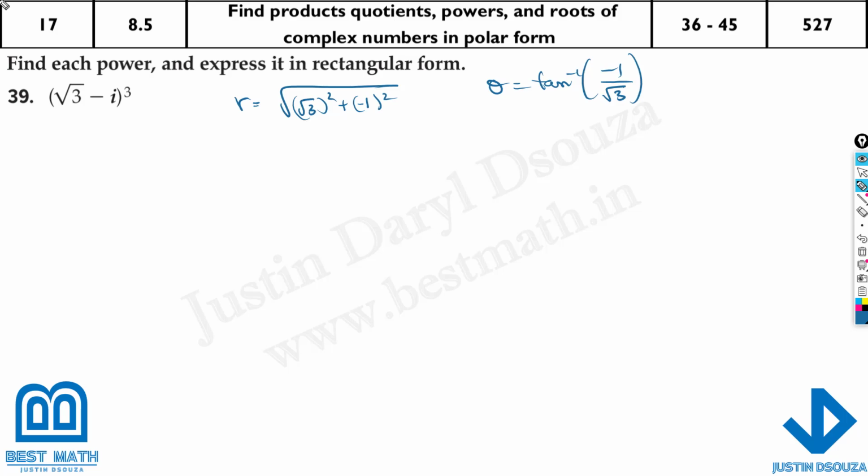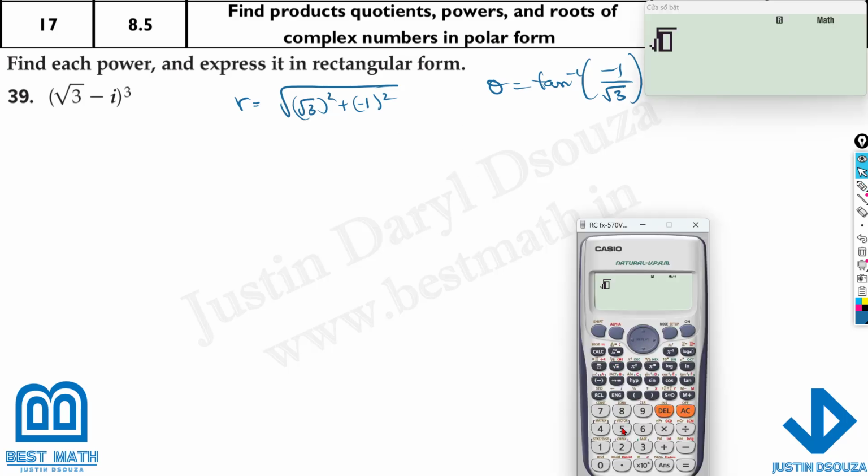So now we just put it in the calculator and you'll get the values. Square root of square root 3, it's just going to be 3. Square root of again square root 3 whole square plus minus 1 the whole square, it's just going to be 4. Square root of 4, the answer will be 2. And over here it's tan inverse of minus 1 by root 3. Please remember here, it is not going to be plus pi. Why? Because the denominator is positive itself. So the answer is minus pi by 6.